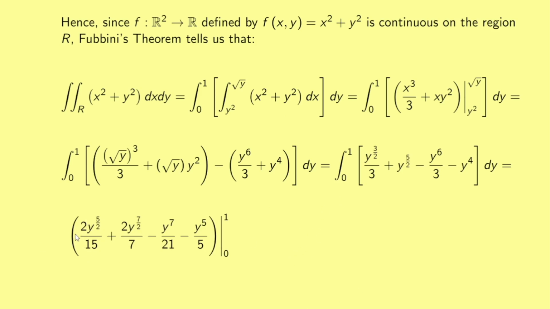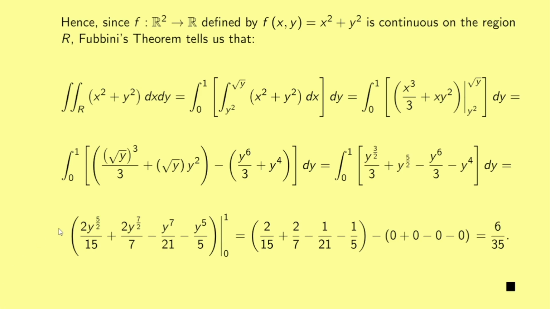So we get this expression here, and now all we have to do is substitute 1 and 0 and take the difference. If we plug 1 here, we obtain this. If we plug 0, we get 0. And our final answer is 6/35. And this is our final answer.